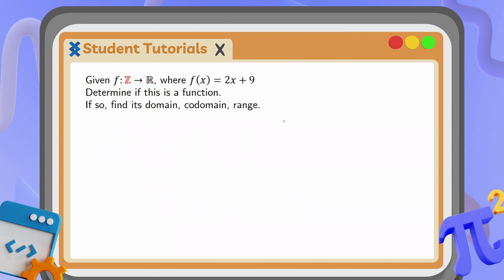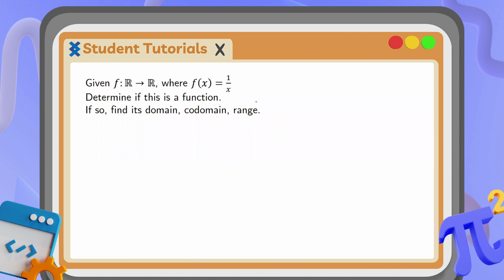So let's proceed to another item. Here, given the function from all real numbers to all real numbers, where f of x is equal to 1 over x, determine if this is a function. And if so, do the same thing: find the domain, codomain, and range. Here, we can sort of graph this. If this function is familiar to you, it's a rational function with two asymptotes, one at x equals 0 and one at y equals 0.